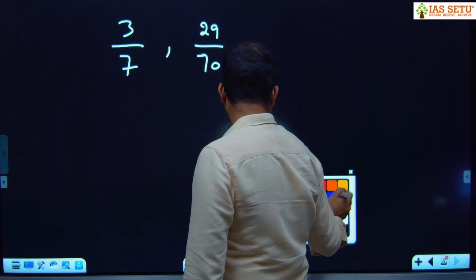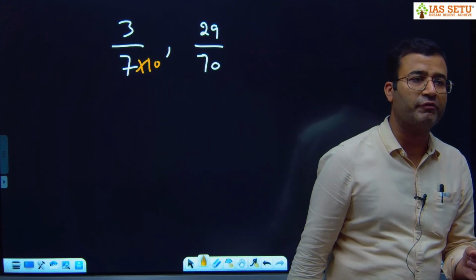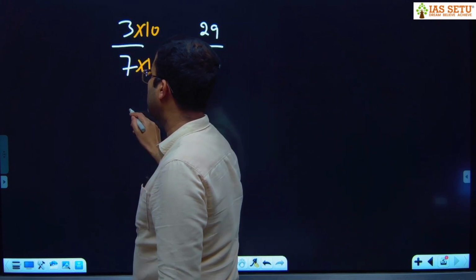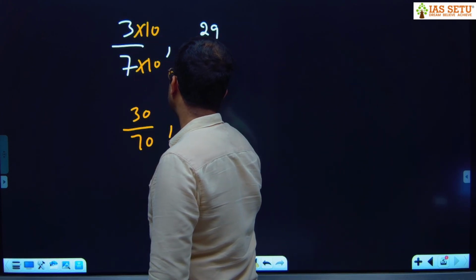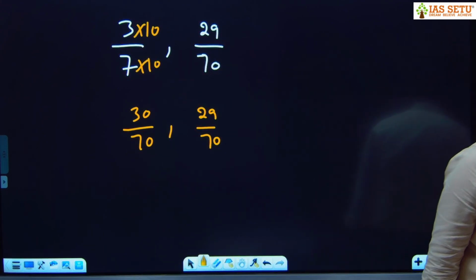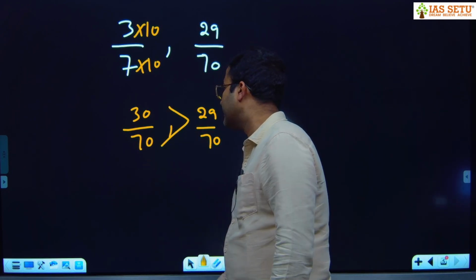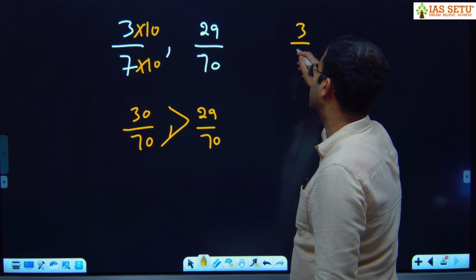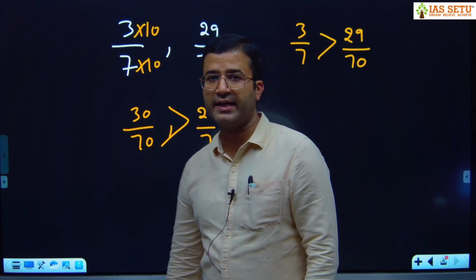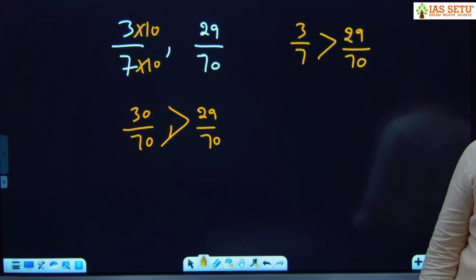So we can multiply by 10. But the rule is, if you multiply the denominator by 10, you have to multiply the numerator by 10. You have to do the same operation. So it is 30 upon 70, and this is 29 upon 70. Now compare your numerators. Which one is larger? 30. So 30 upon 70 is greater than 29 upon 70, or you can say 3 by 7 is greater than 29 upon 70 as a fraction. 3 by 7 is greater.